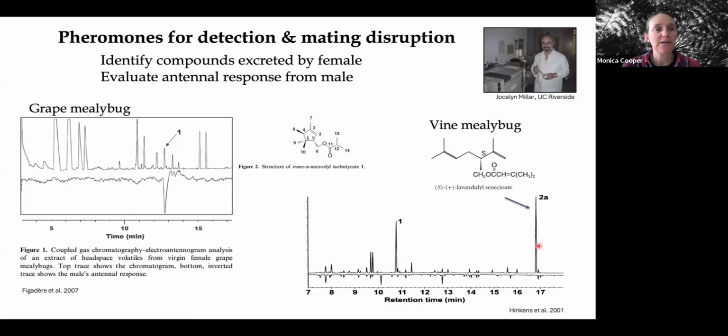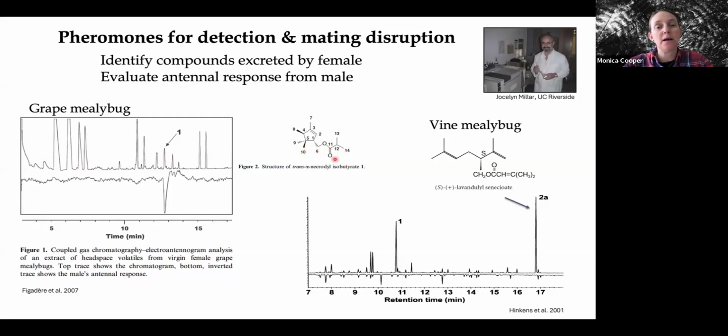So the first thing we need to do is identify these compounds that are excreted by the female. And we usually do that using gas chromatography. So you see that coming off of the GC column here. This is where the pheromone came off. And then if you expose that to the male antennae, you can see that the male antennae are having a response only to this particular chemical that has been excreted or is coming off the column.